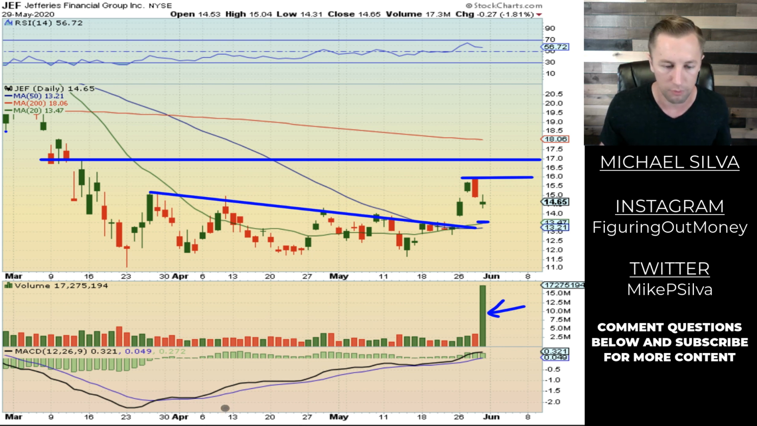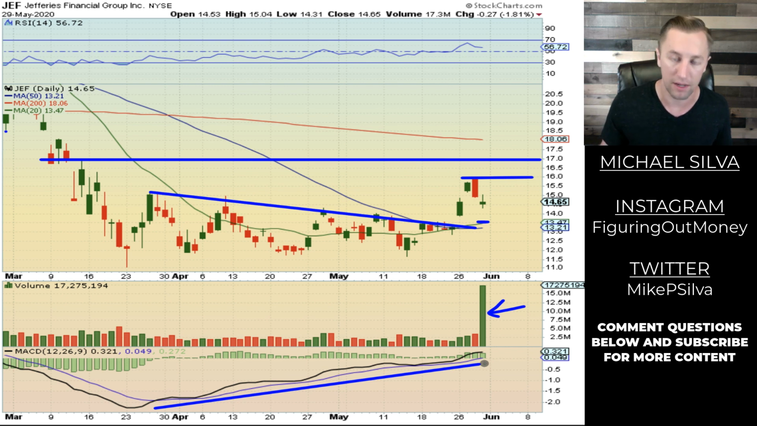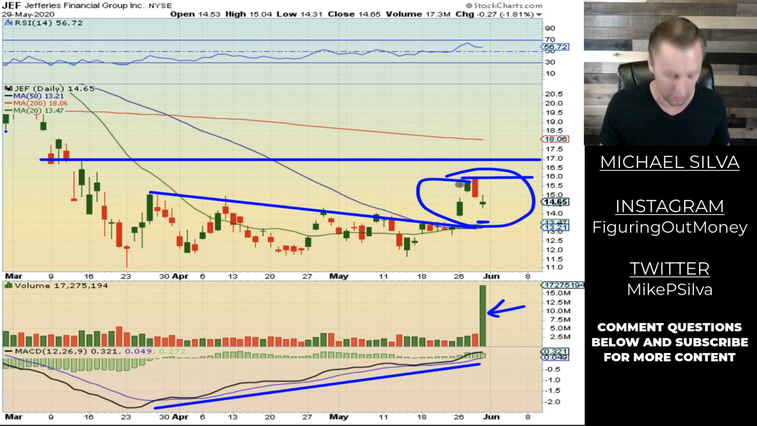And then I also want to point out here that the MACD, this is sometimes what happens on positive divergences. The price action was moving down, the MACD was moving up. That's a positive divergence. And then you got that breakout. Nice little move.